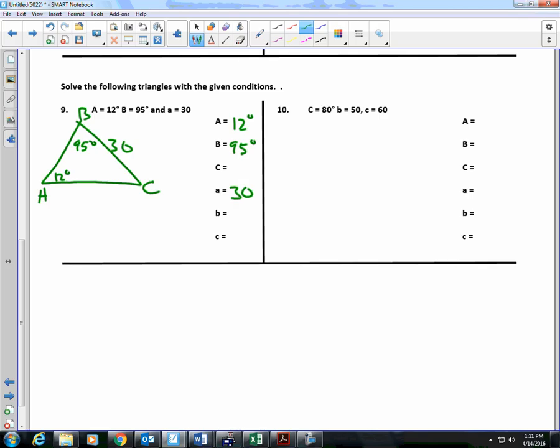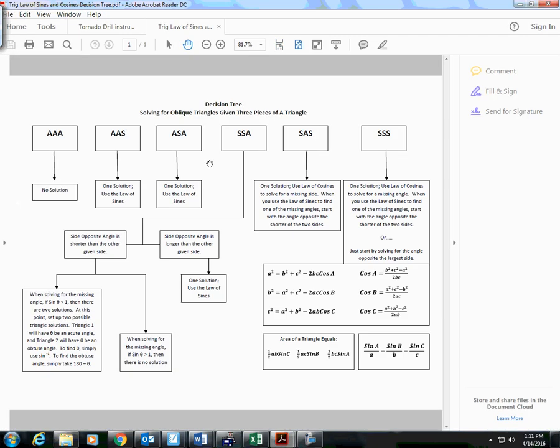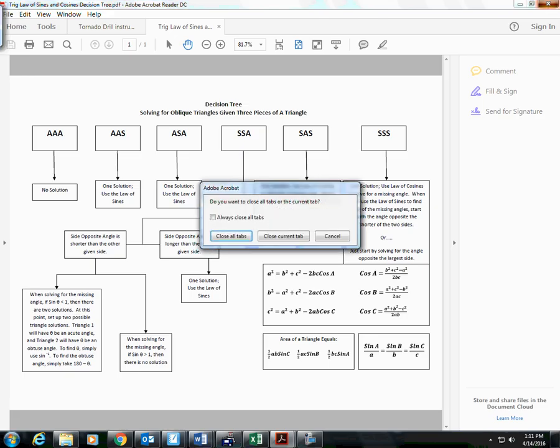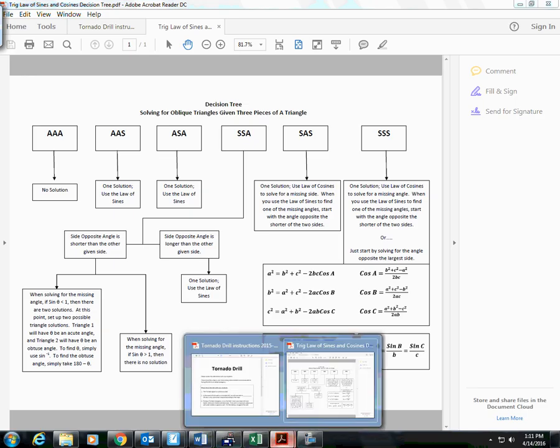Out of my six scenarios for side and angle, which one do I have going on here? Angle, angle, side. If the side was right here between the angles, then it would be angle, side, angle. But because the side's not included between, you've got angle, angle, side. And if you look at the decision tree that we gave you, it tells you angle, angle, side: just use the law of sines. It's one solution. No big deal. So, get rid of this. Try the problem.